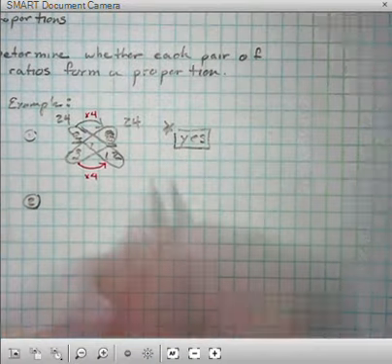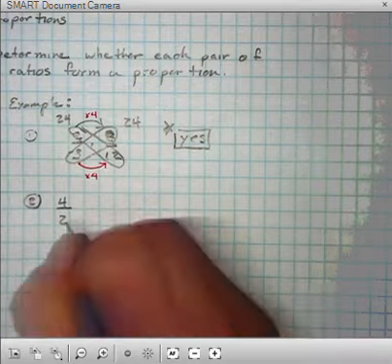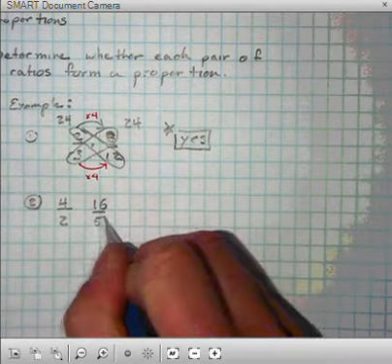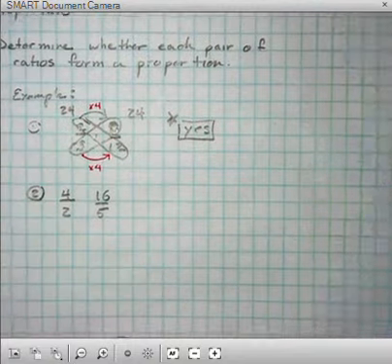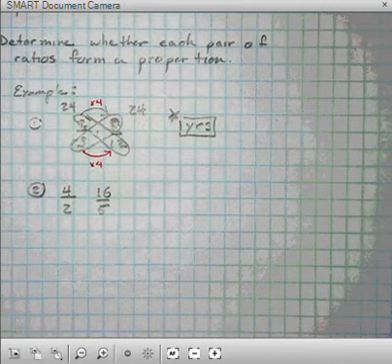Let's look at another example. If I have, let's say, 4/2 and 16/5. Are those proportional? Anybody think they got it?